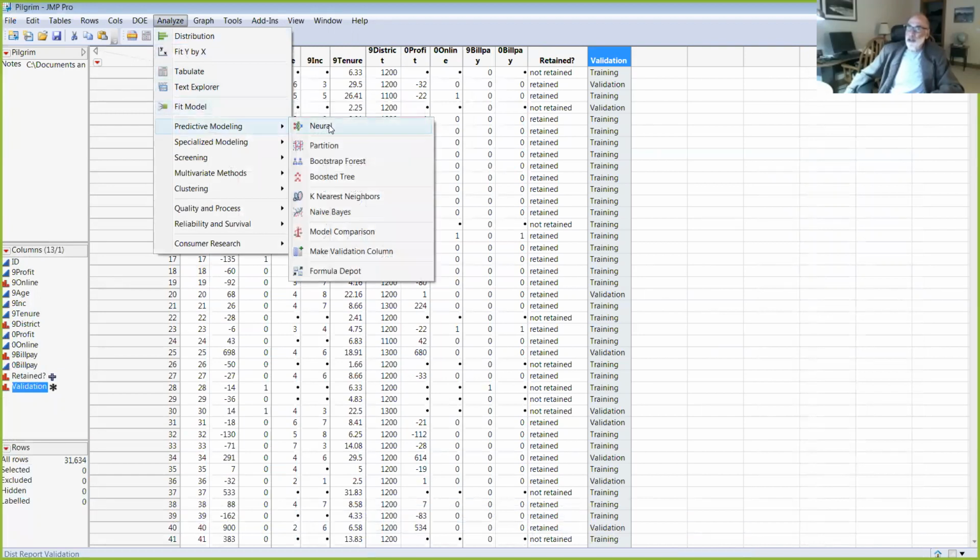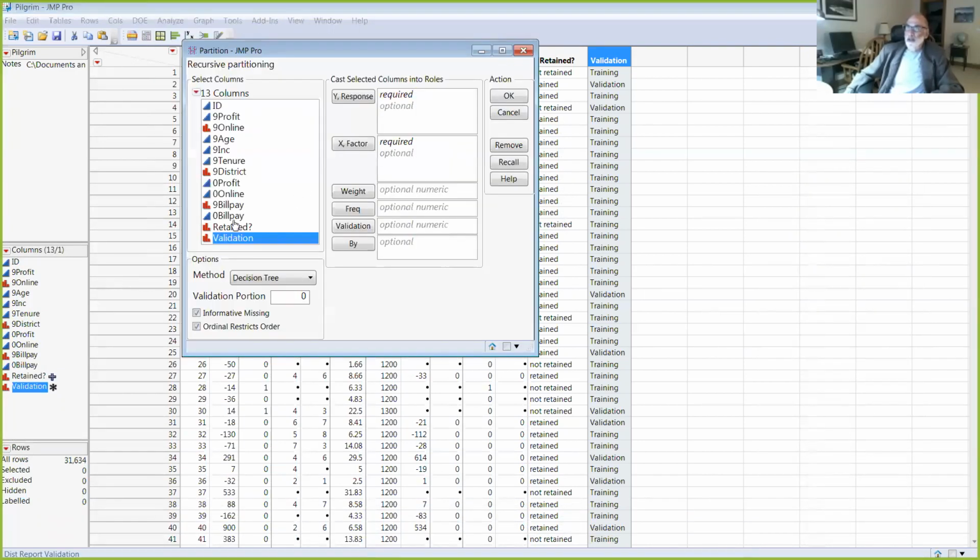Go to Predictive Modeling, go to Partition. We want to explain whether or not the customer's been retained. We want to use their profits, whether or not they were online, what age category they're in, what income category, how long they've been with the bank, what district they live in, and whether or not they use bill pay. Validation, you put in the validation box.